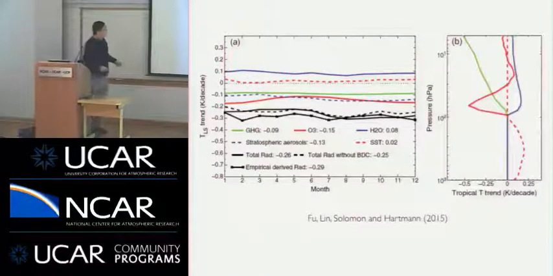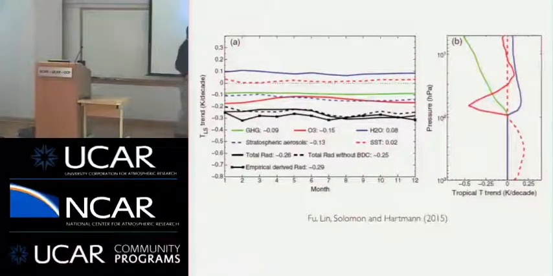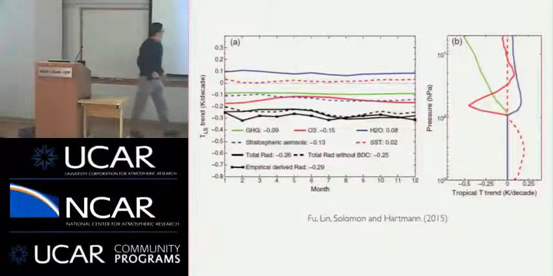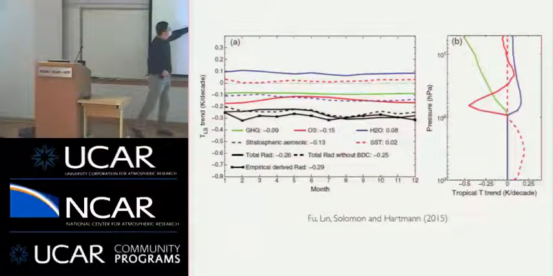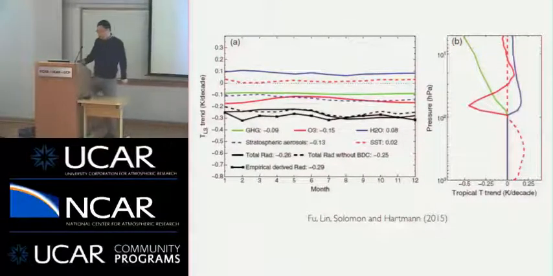And this is a vertical profile related to the ozone, using the Randel and Wu data, and this is the greenhouse gas. This is water vapor, and this is the tropospheric temperature increase since '79. And for stratospheric aerosol, we use a regression method to derive that.